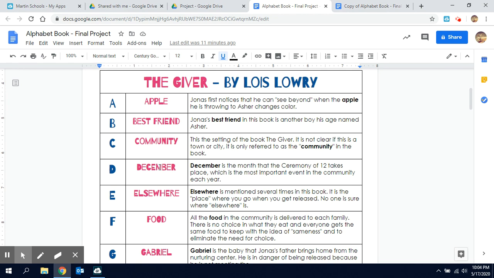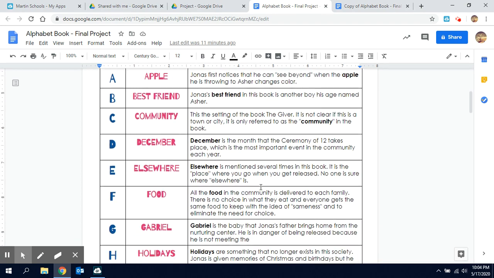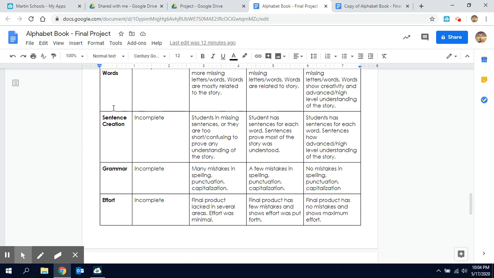So, this is your final project. If you scroll all the way down to the bottom, there is also a scoring rubric, so you know what and how you're being scored. I'm looking for obviously the letters and the words. I'm looking for the sentences to show that you understand the story.